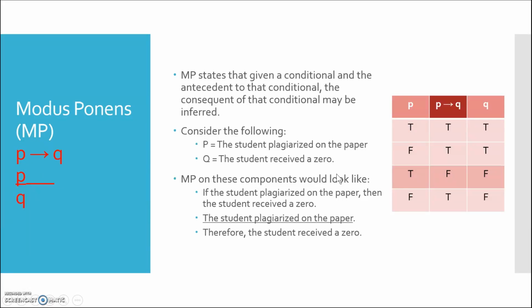So for example, have P equal the student plagiarized on the paper, and Q equal the student received a 0. Modus ponens on these components, if we reverse extrapolated them, would essentially look like this. If the student plagiarized on the paper, then the student received a 0. The student plagiarized on the paper, therefore the student received a 0.